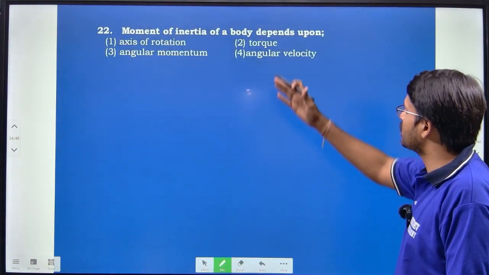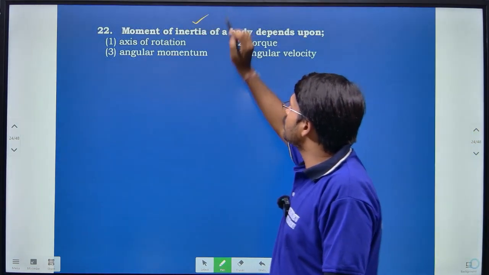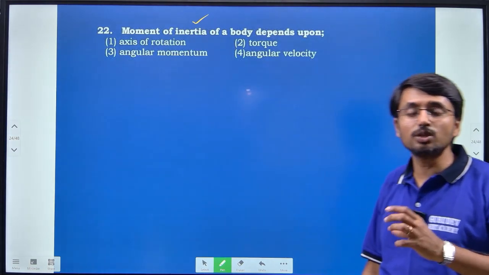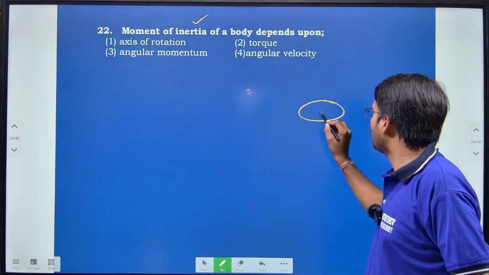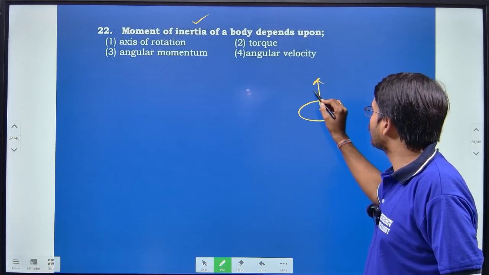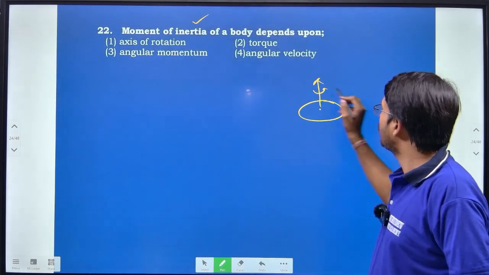One is axis of rotation, torque, angular momentum, angular velocity. That depends on the rotation, and that also depends on the distribution of the mass about the axis of rotation. So for this one I think I'll just recall a simple example. Let us say we have a ring, and the axis of rotation is this particular one. It is perpendicular to the plane passing through the center. So then what do you write?